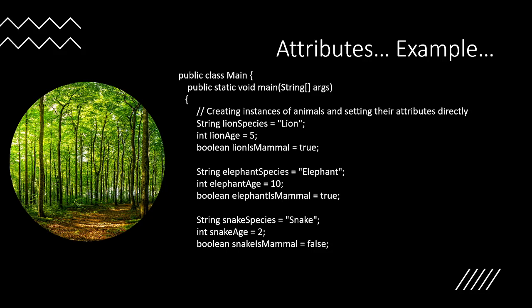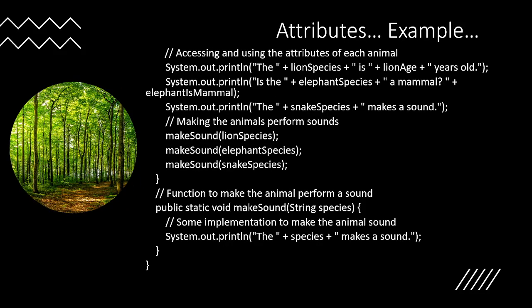So string species, that is lion, then lion age is 5, boolean, that is logical, that is lion is mammal or not. Yes, it is a mammal, true. Then we have for elephant, age 10. Is elephant a mammal? Definitely it is a mammal. Then we talk about snake, which is actually not a mammal, so we have false there. Okay. So, so far so good.